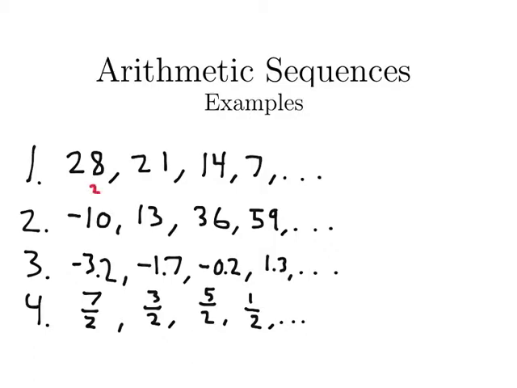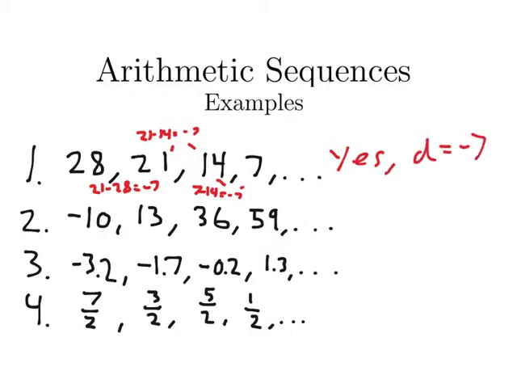So if I start by taking 21 minus 28, I get negative 7. The same should apply if I do 21 minus 14. And that's true, it's negative 7. And if I do 14 minus 7, 7 minus 14, I get negative 7. Therefore, this is an arithmetic sequence with the difference of negative 7.